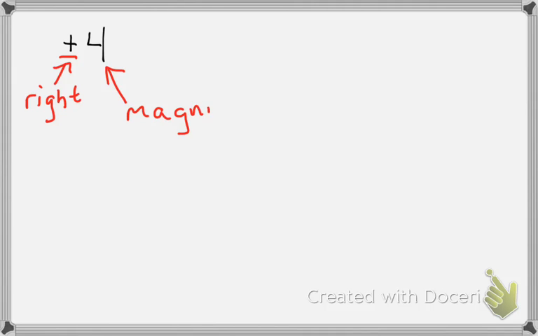So let's take a look at an example like positive 4. Positive 4 has movement, which is indicated by the positive symbol. The positive symbol tells us that the movement of 4 will be to the right of 0. We'll start at 0, move to the right. And how many will we move to the right? Well, that's indicated by the magnitude. Its magnitude is 4. So we're going to move to the right 4.